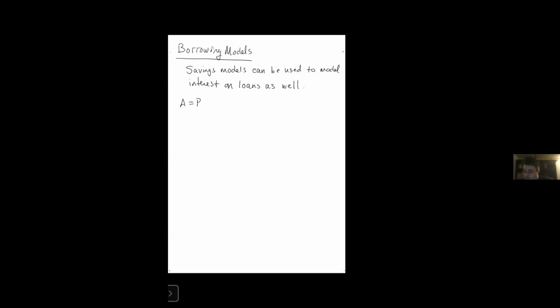So A equals P times 1 plus RT for simple interest, where P is the initial amount, R is the rate, T is time, and the rate and time share the same units. Or if it's compound interest, A equals P times 1 plus I to the N, where I is the periodic interest rate, N is the number of periods, and if everything is in years, that equals P times 1 plus R over M to the MT, where R is the annual rate, M is the number of compounding periods per year, T is time in years.